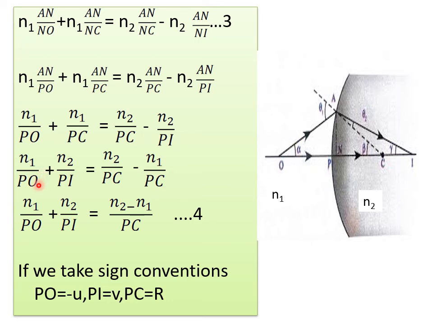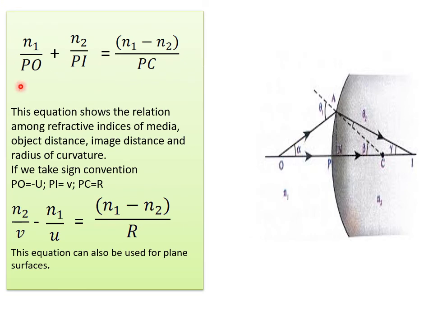Now here N1 by PO plus N2 by PI is equal to, as we have the denominator the same, I can subtract the numerators, N2 minus N1 by PC. Now you take this as equation 4, children. So this is all we have substituted in equation 3 and we got the equation like this: N1 by PO plus N2 by PI is equal to N2 minus N1 by PC. That is your equation 4.